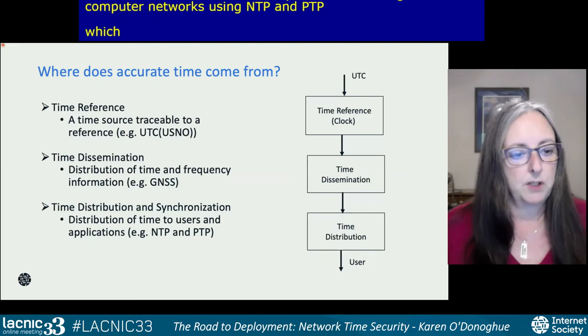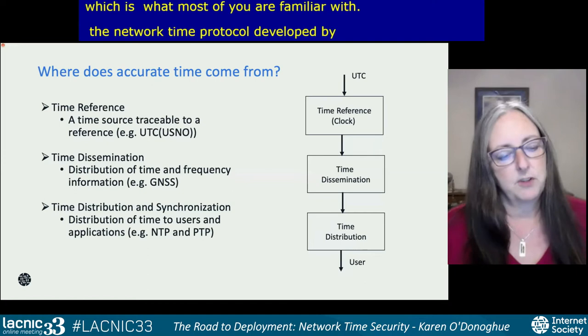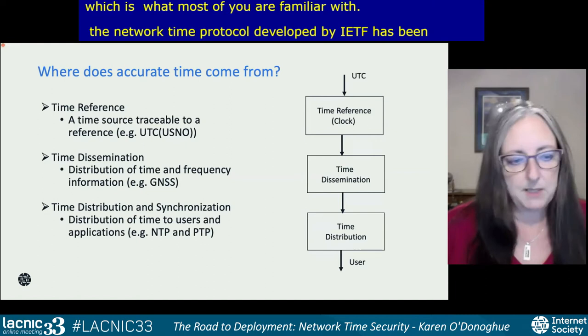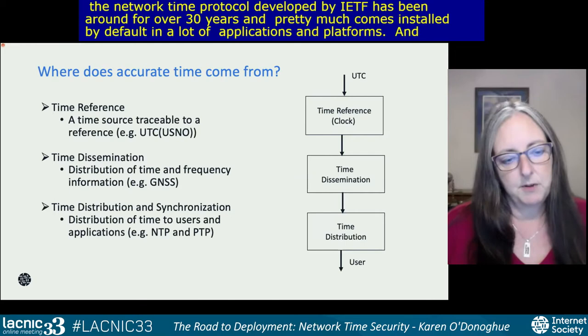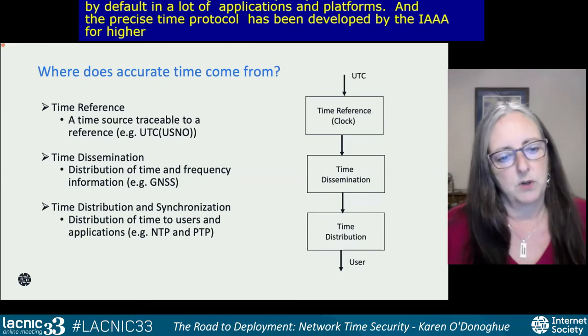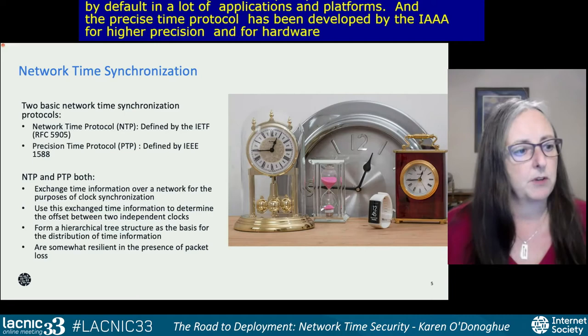The network time protocol developed by the IETF has been around for over 30 years and pretty much comes installed by default in a lot of applications and platforms. And the precision time protocol has been developed by IEEE specifically for higher precision and for hardware time stamping. So there are these two basic protocols.